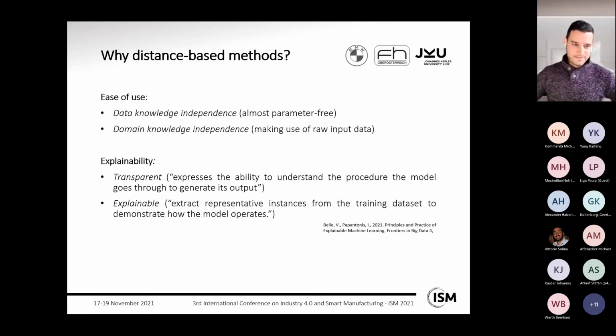The second ease of use is that there is little domain knowledge necessary for distance-based methods because you're making use of the raw input data, basically. So you don't have to find features, and sometimes you don't have any experts who can tell you what kind of features you're looking for. So that's also something that makes it a little bit easier to work with distance-based methods.